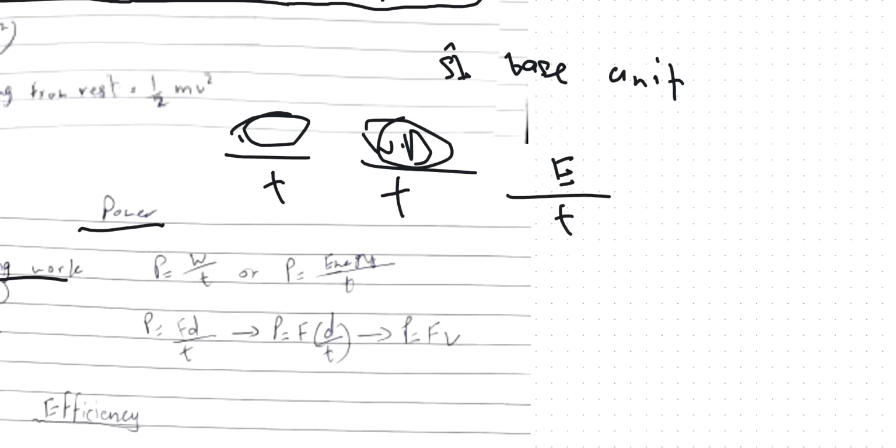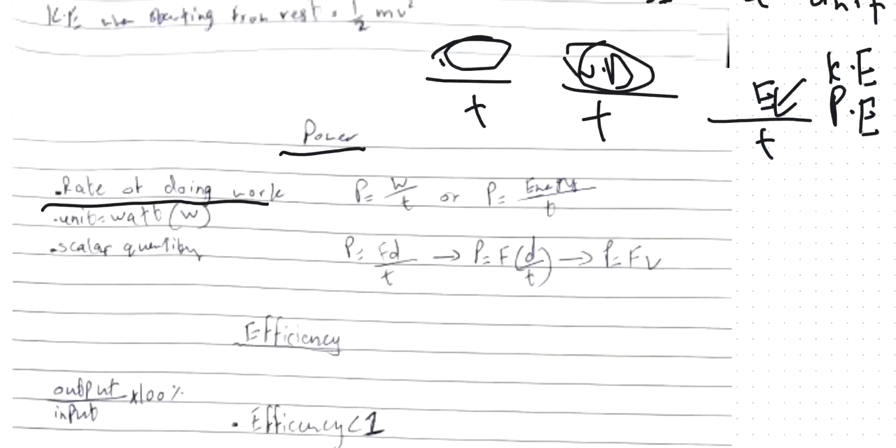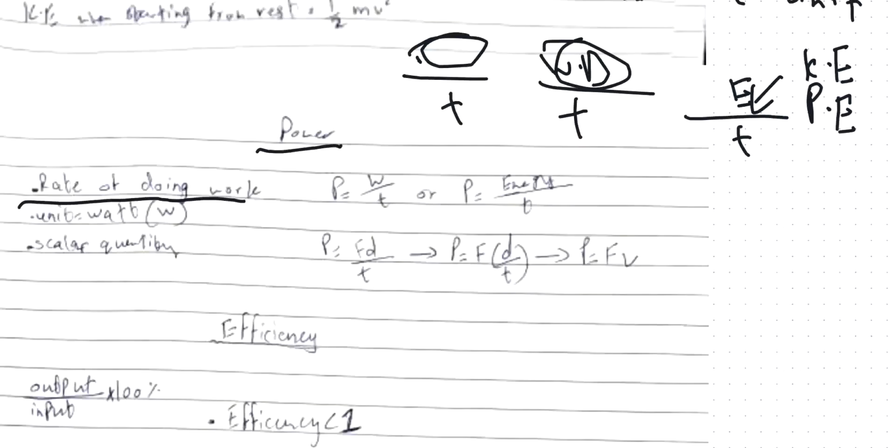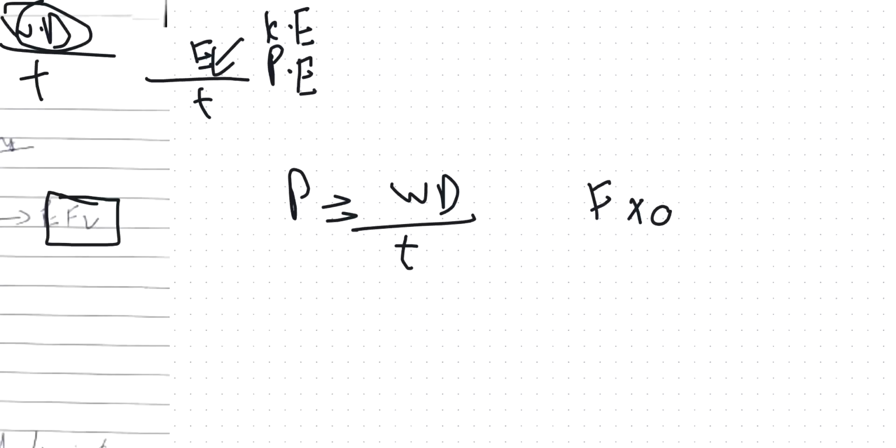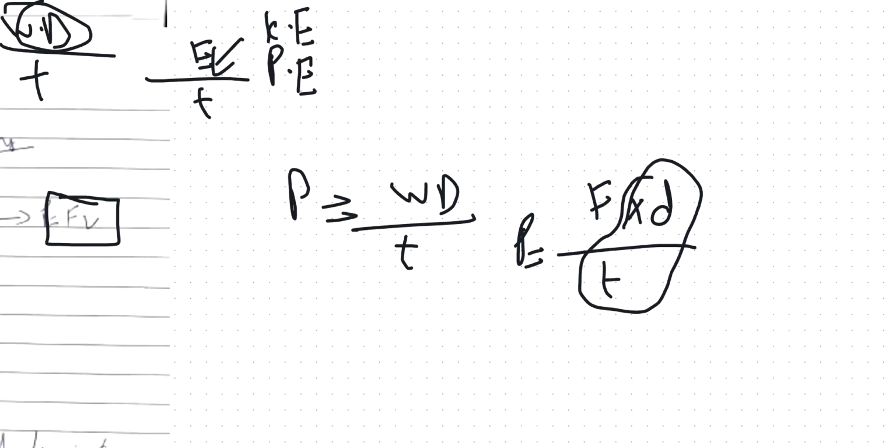And remember, this energy can be kinetic energy, potential energy, any type of energy. And power has another formula as well. Power is force times velocity. Why? Because power is work done over time. I know that work done is force into distance, over time. This distance over time equals velocity. So I can use another formula: power is force into velocity.